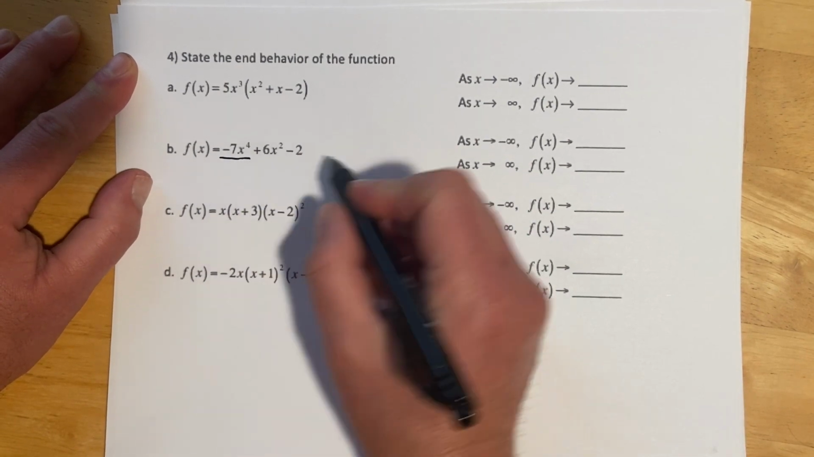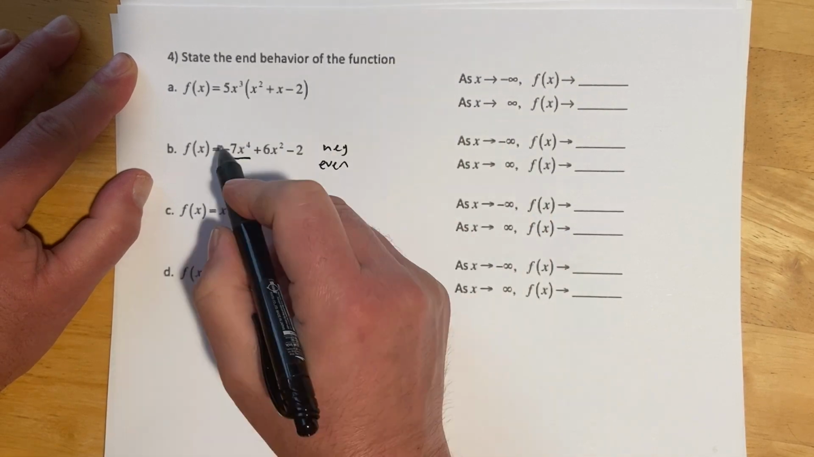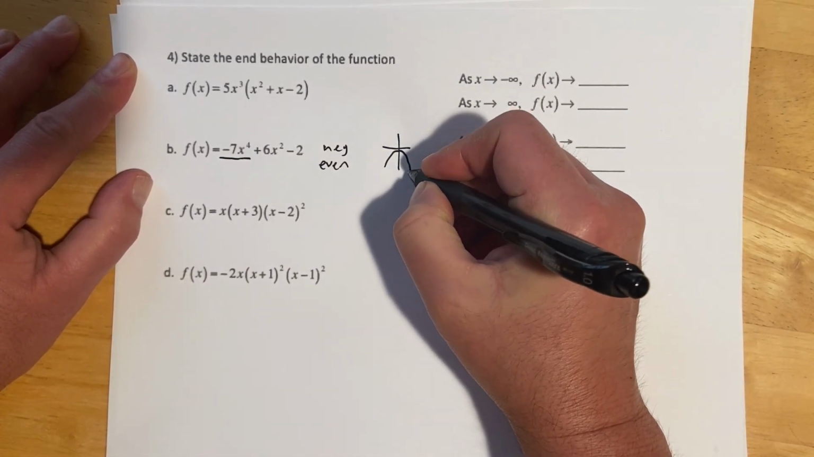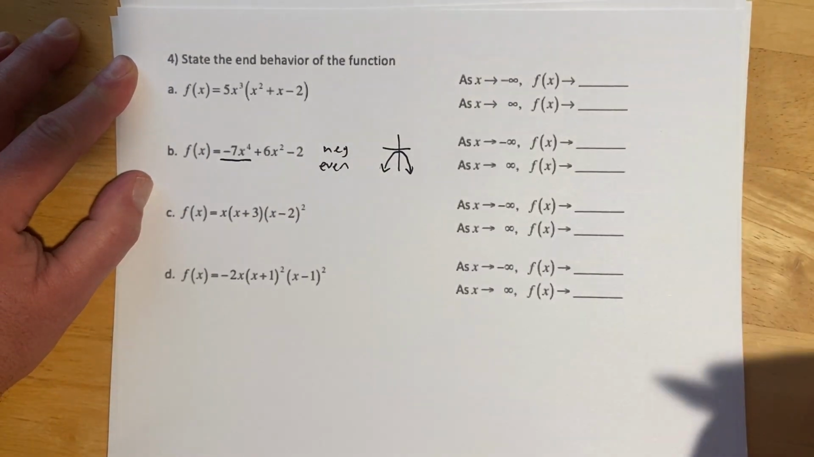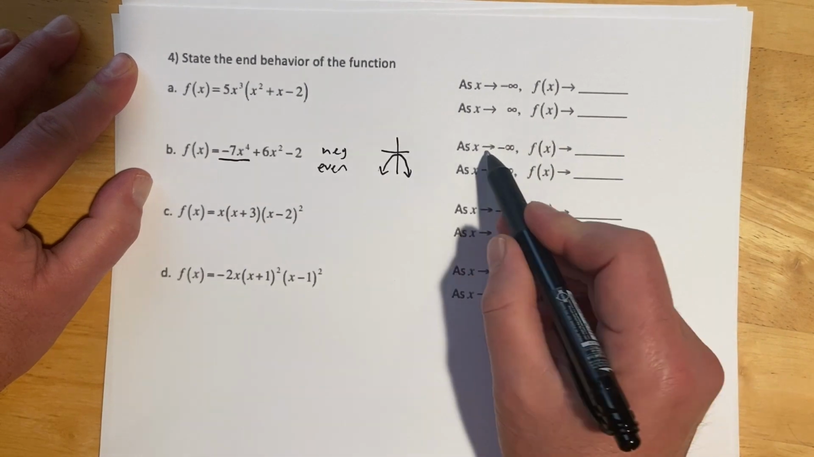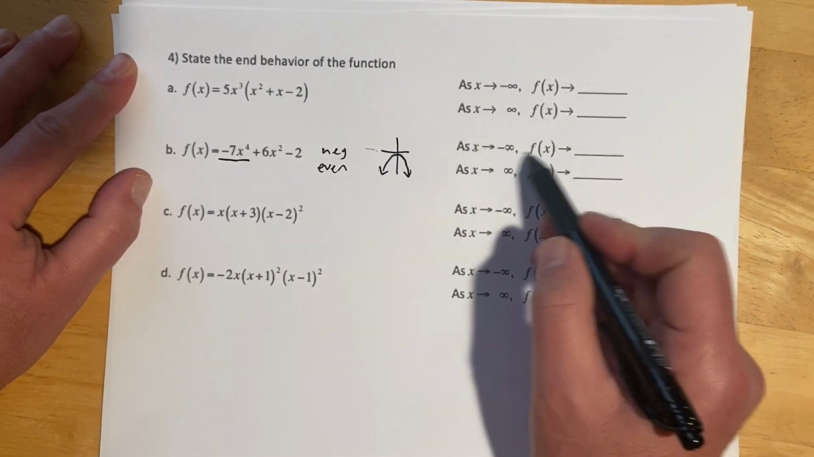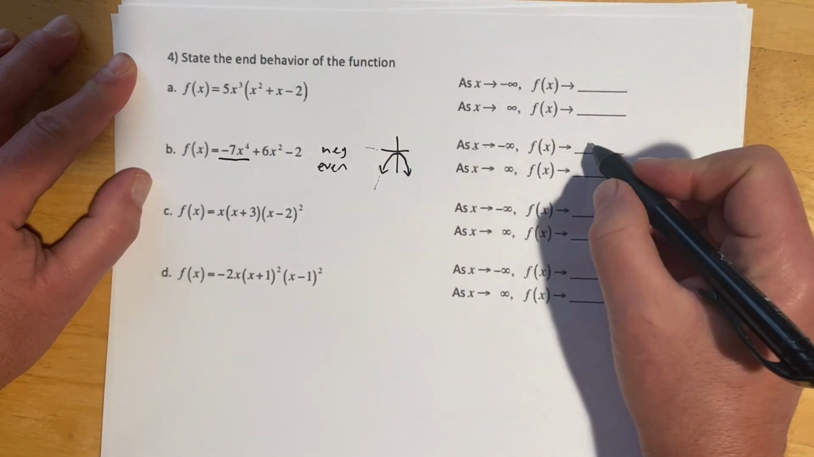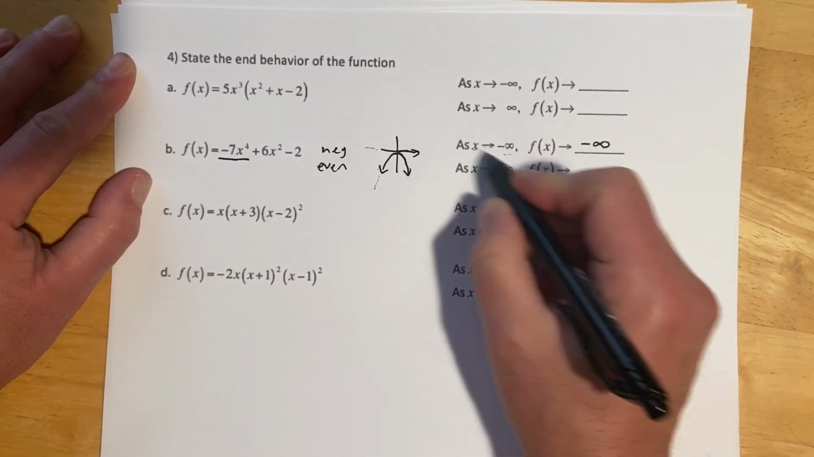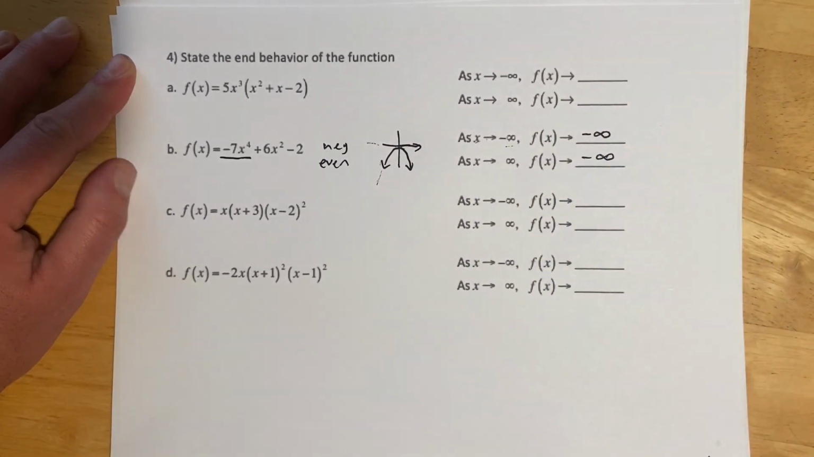But this one is negative and even, because that's negative 7x to the 4th. So negative even things are going to look like that if we zoom back far enough. So as x goes to negative infinity is how this reads. X goes to negative infinity. F of x, which is like the y's, are going to negative infinity. And as x goes to positive infinity, the y's are still going to negative infinity.